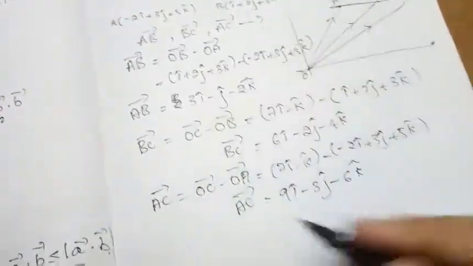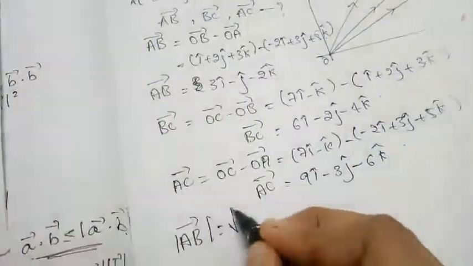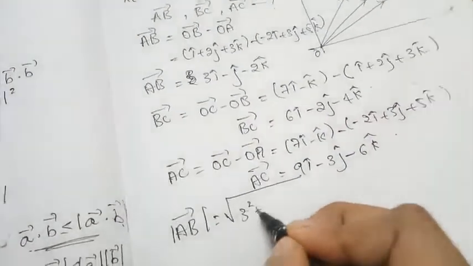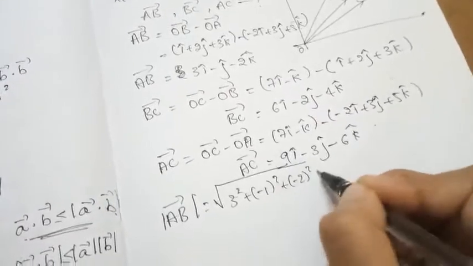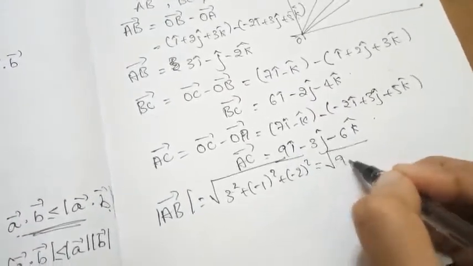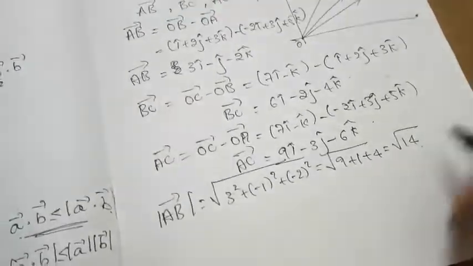Now we got these three vectors. Now let us find the magnitude of these three vectors. So magnitude is nothing but square root of 3 square plus (minus 1) square plus (minus 2) square. So it is nothing but 9 plus 1 plus 4, it is nothing but root 14.